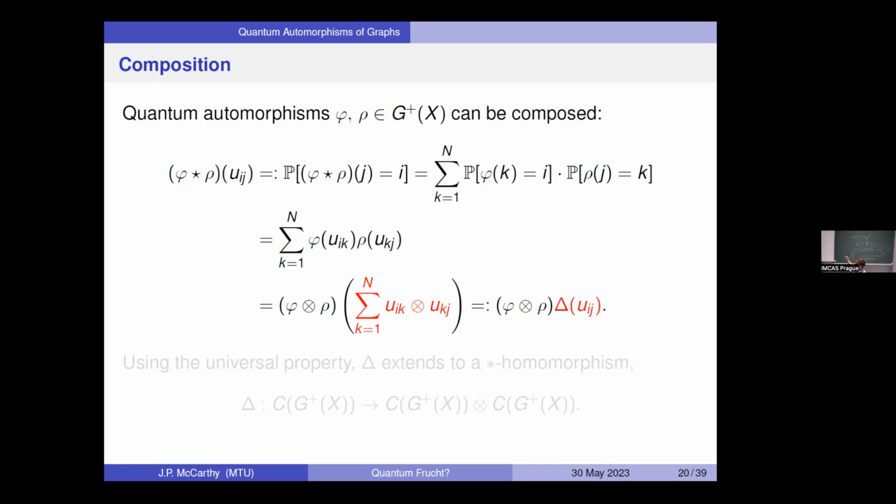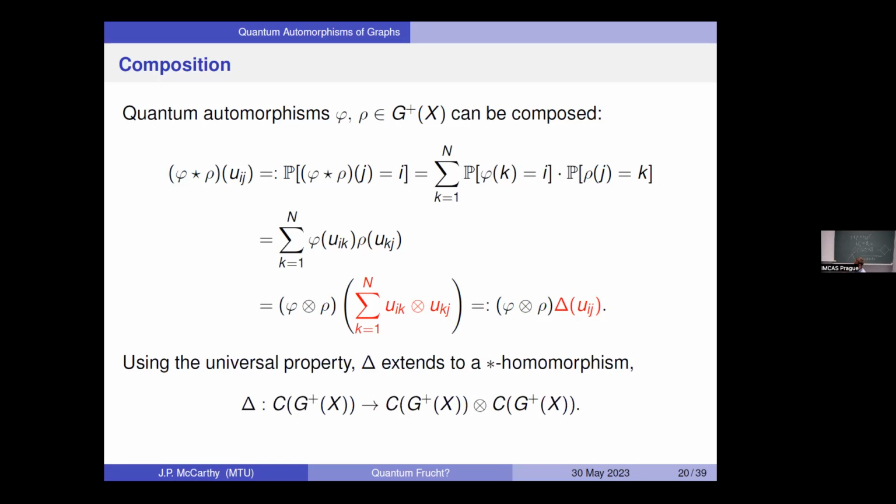Now, why does it? The answer is something like this. If you make a matrix with these entries, you can show that it's a magic unitary and it satisfies this relation. So by the universal property of this, this thing is a star homomorphism. You can show it, it's not difficult.